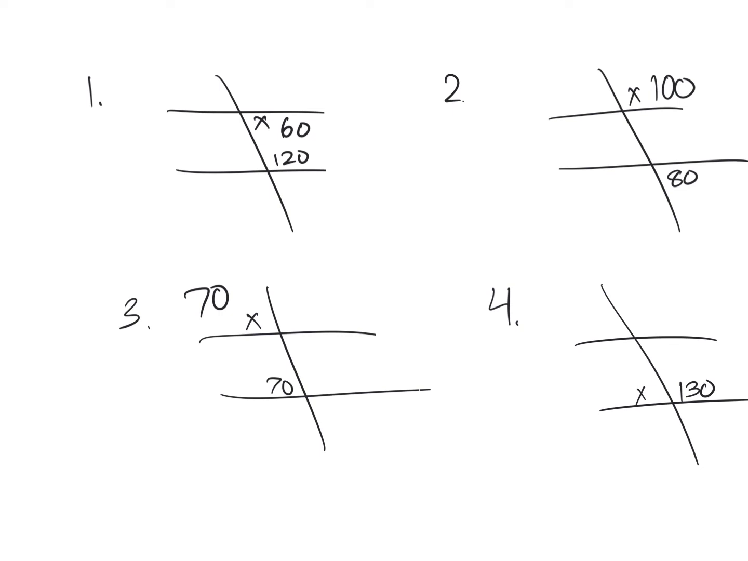Everything's equal except for consecutive and linear. Number 4, they're linear. They make a straight line. They're connected by a side. One's acute and one's obtuse. So that's 50. Who got all 4 correct?